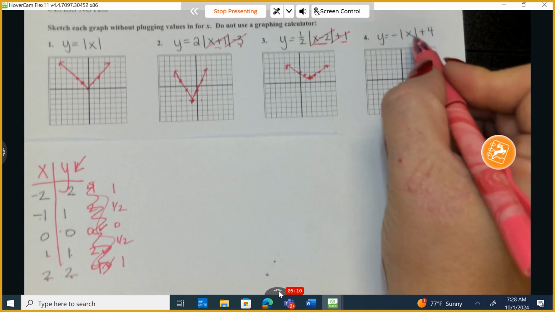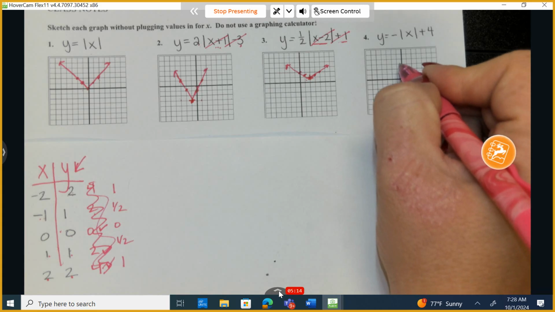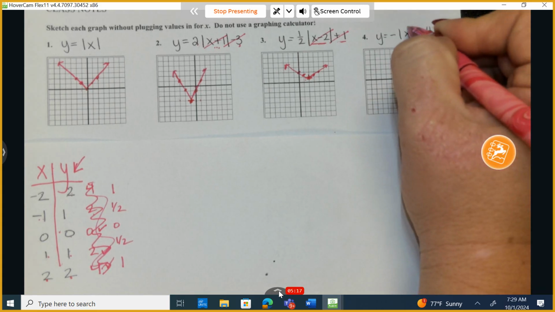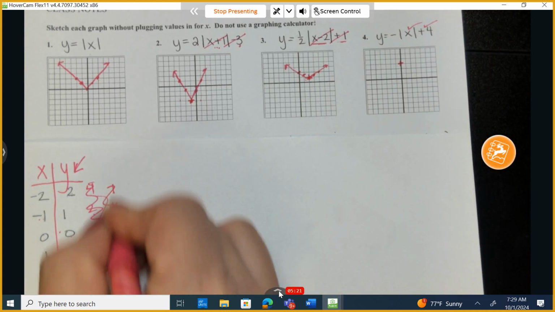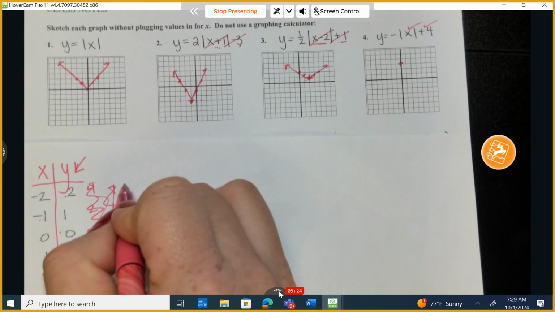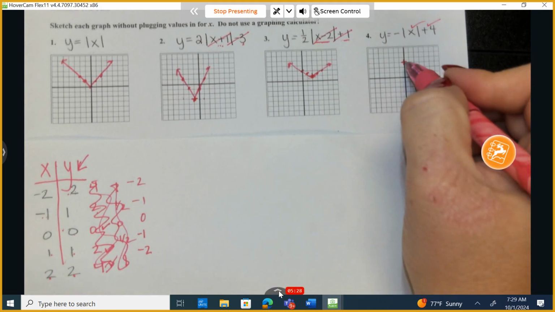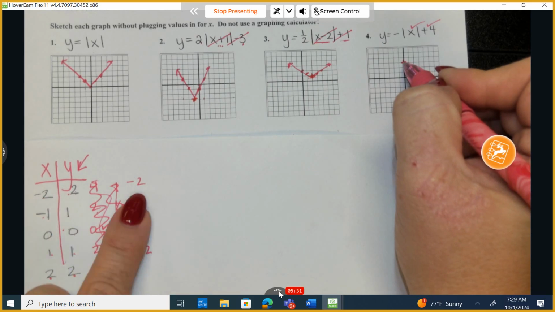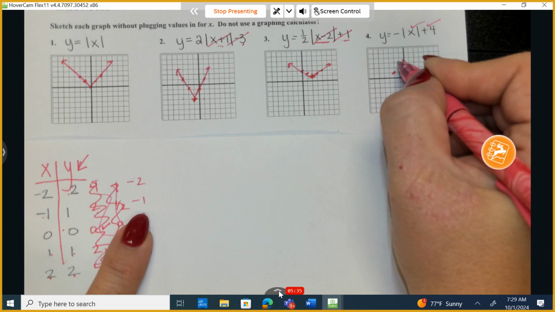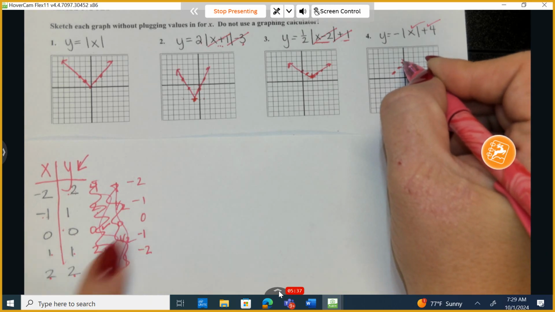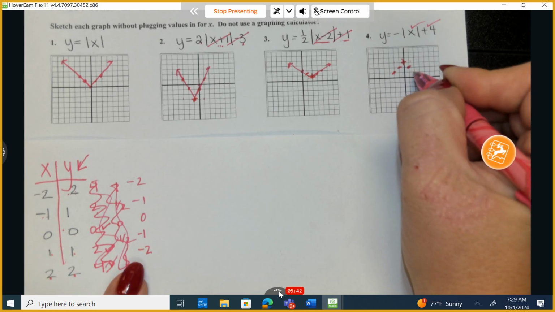Okay, on to my last one. There is no horizontal movement on the inside, but I am going to go up 4 to find my new origin. So I've taken care of these pieces, and I have a hidden -1 out front. So each one of these y's is going to be multiplied by a -1. So from this new origin, I'm going to go left 2 and down 2. Left 1 and down 1. Here's 0, 0, right 1 and down 1, and right 2, down 2.